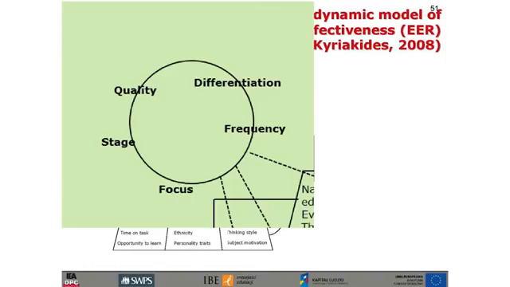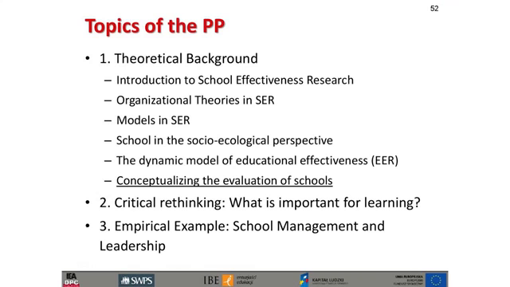However, I mean, just to point out these 5 different dimensions, so they consider frequency, which is a quantitative factor, the quality of different factors in the school system, the level of differentiation, which is related to the heterogeneity of students, the stage of implementation, and the focus. So now I would like to spend another few minutes on this conceptualization of the evaluation, and also in relation to the term of quality.